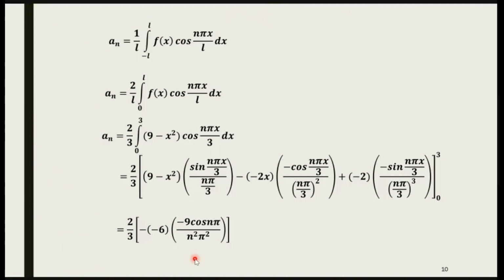-36. Okay. cos n pi will remain as it is. n square pi square also will remain as it is, -36.